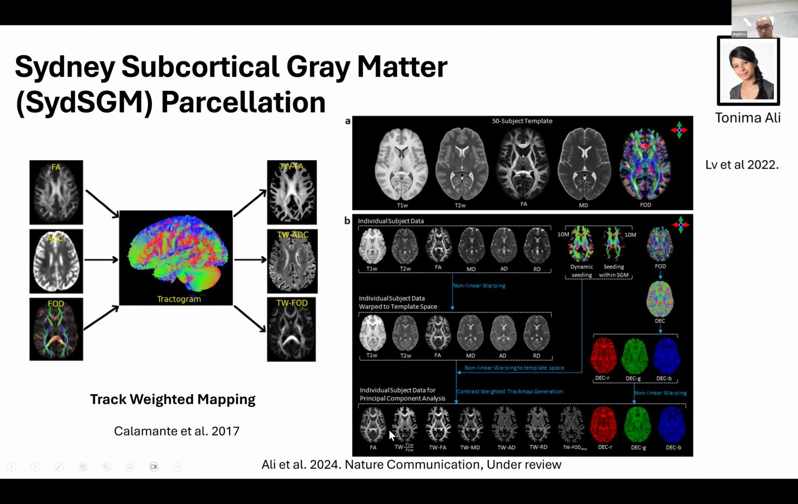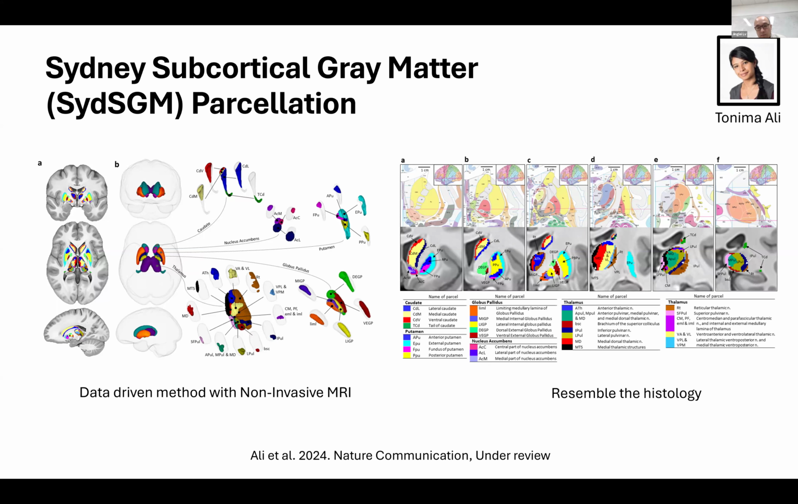For example, the caudate is divided into 4 regions, and the thalamus is divided into 10 regions. And importantly, we compared our parcellation with the histology-based parcellation. They have shown quite a lot of agreement. This means that this data-driven method with non-invasive MRI really reflects the histology information in the brain, which means that we might be mapping quite the right information about neuroscience in the brain.